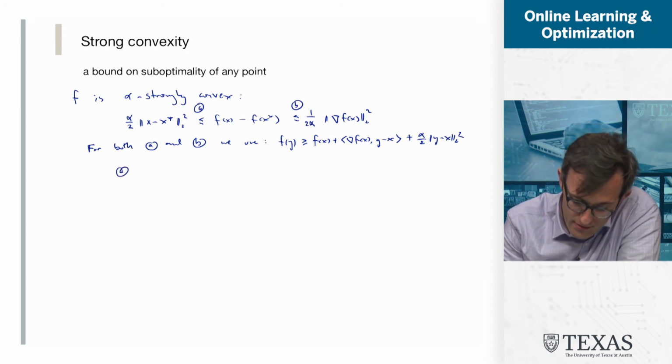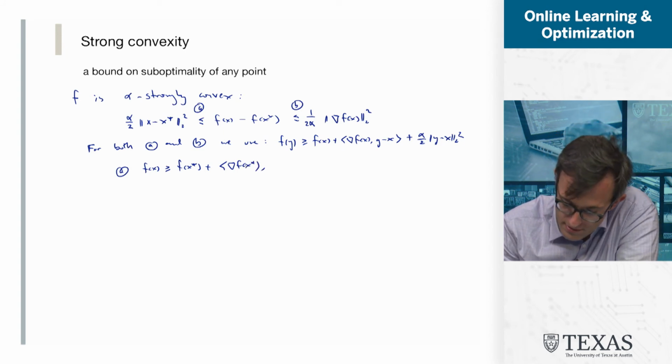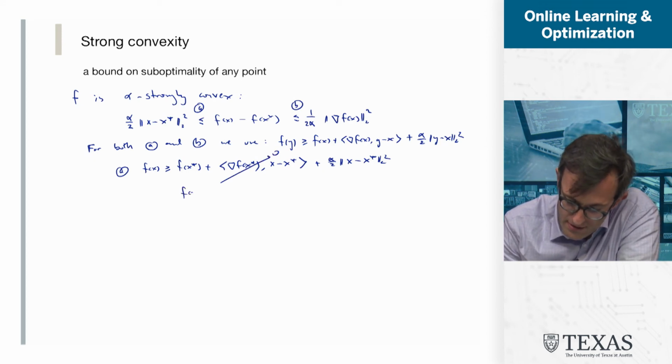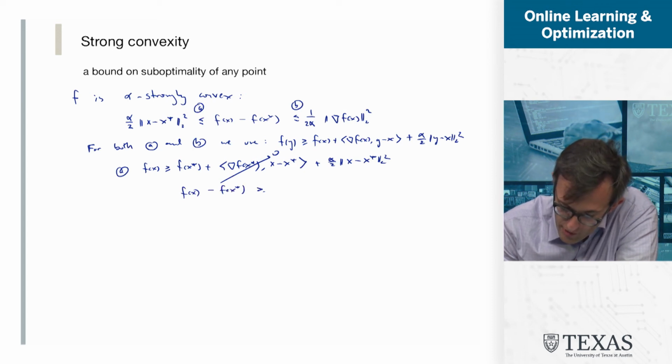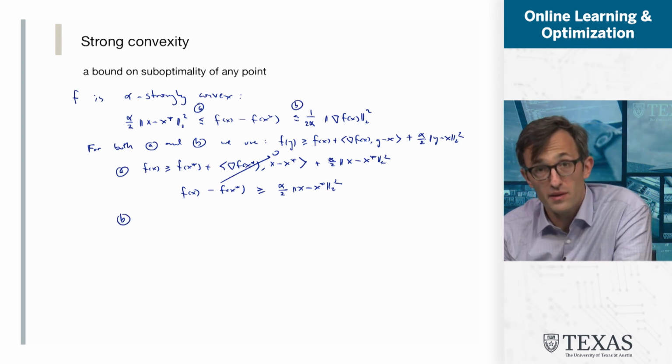get f of x is greater than or equal to f of x star plus the gradient of f of x star, as always this is 0, plus alpha over 2 times x minus x star squared. This is equal to 0, which gives us inequality A. F of x minus f of x star is greater than or equal to alpha over 2 times x minus x star squared. For B, we're going to do the same thing that we did before.